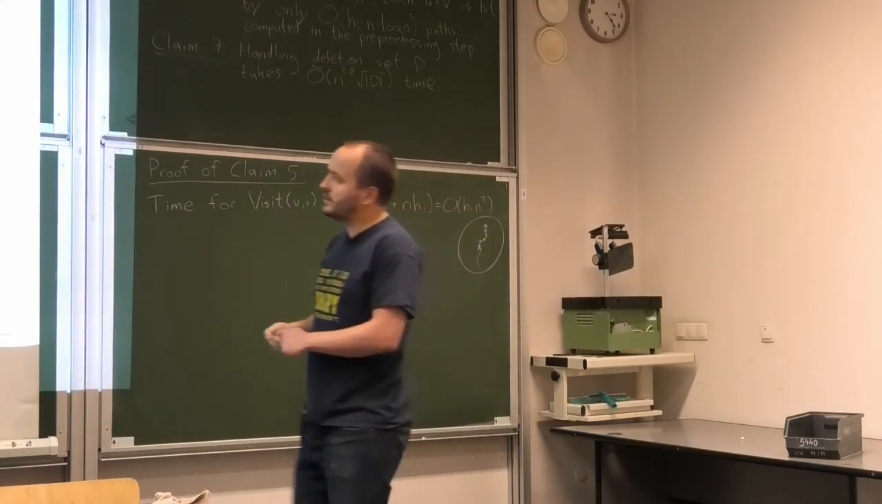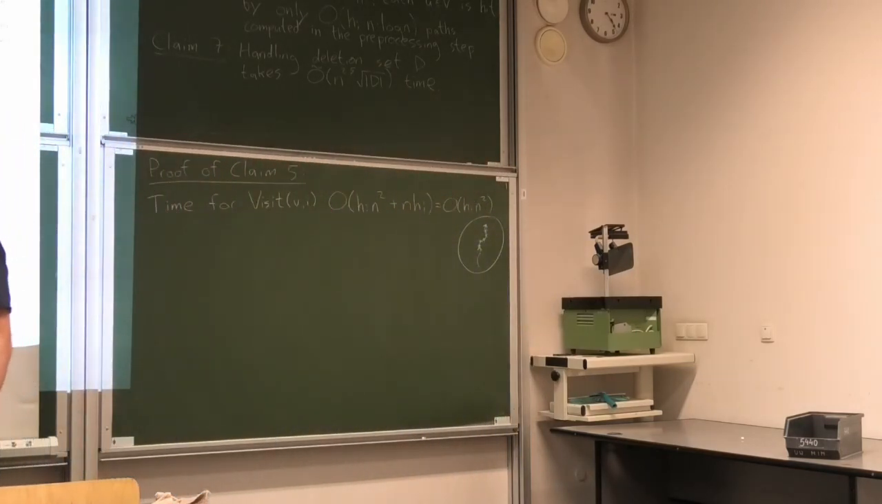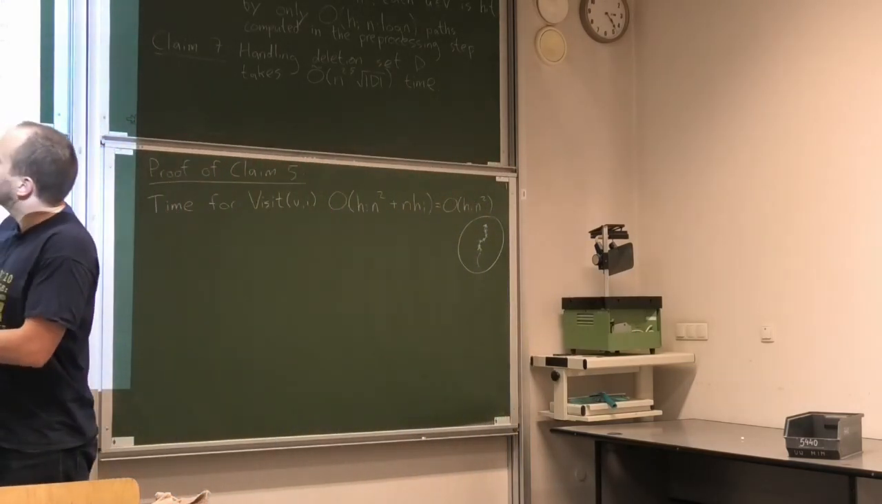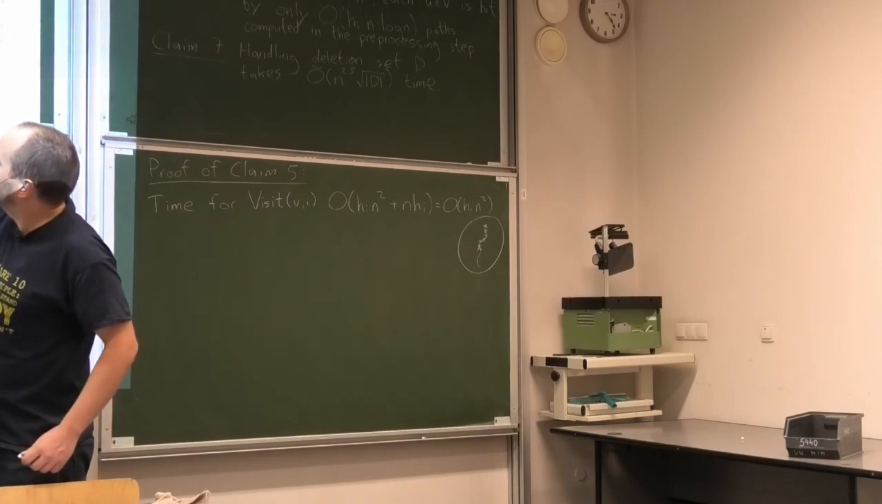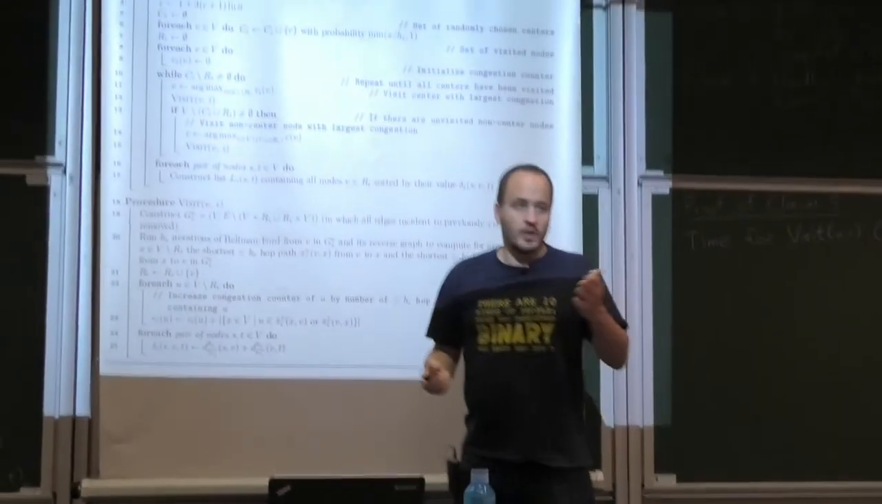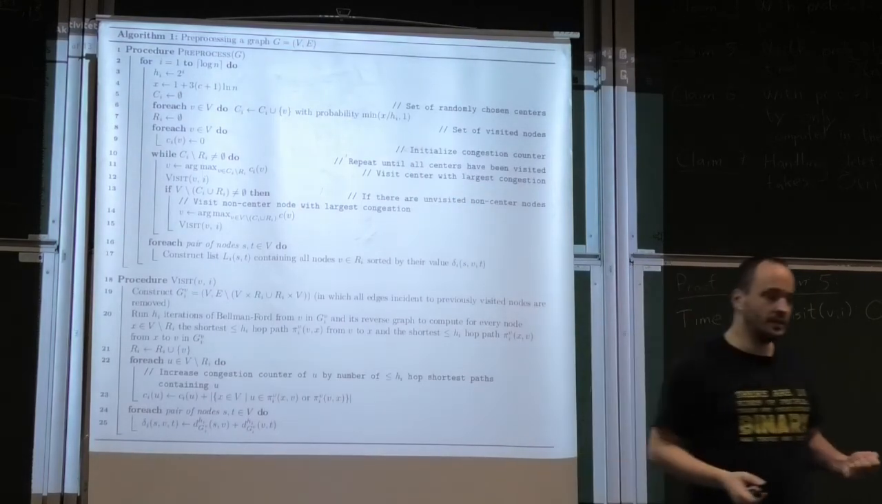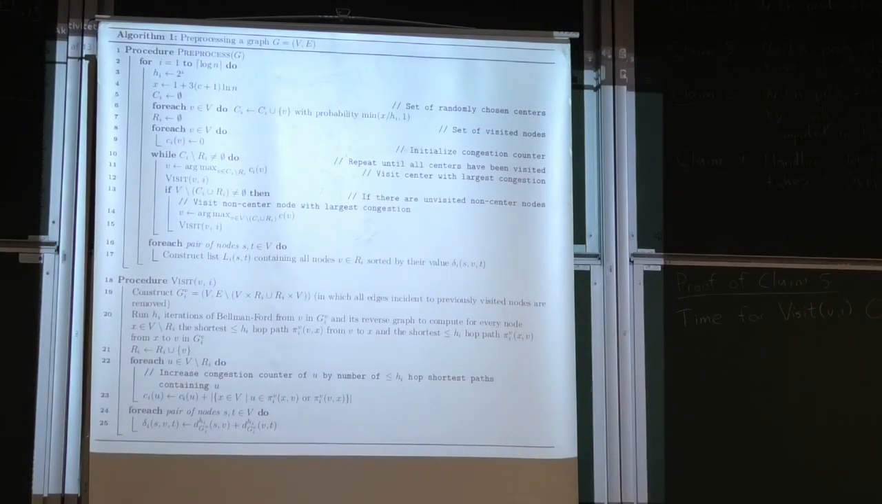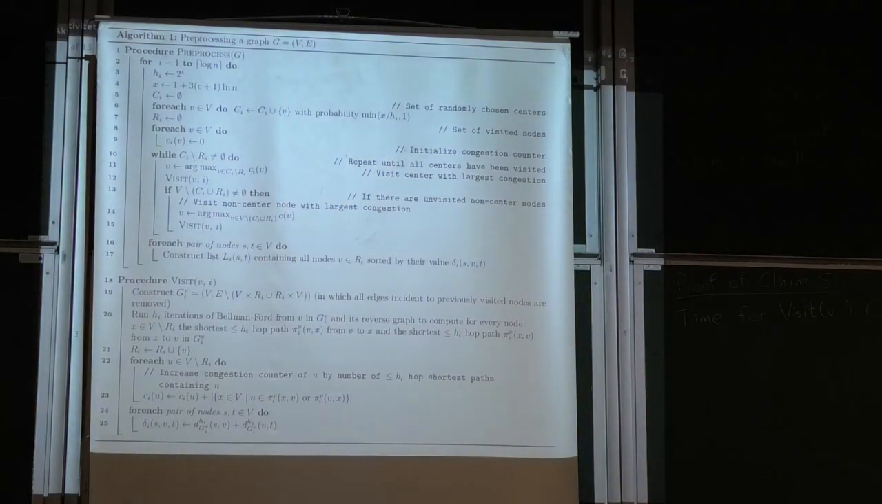Now the question is, how many times do we call visit on level I? Well, we call visit, remember we took a center vertex, we visited that, then we took a non-center vertex, we visited that, a center vertex. So how many vertices do we visit in total? At most twice the number of center vertices, right?